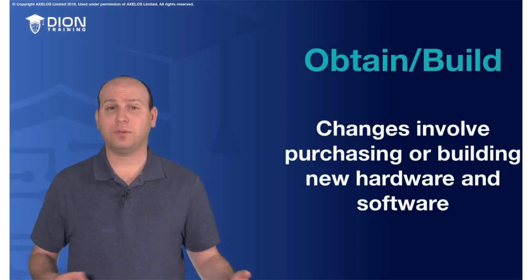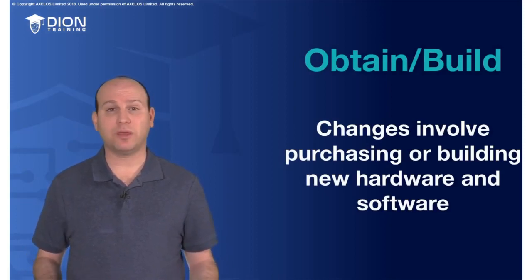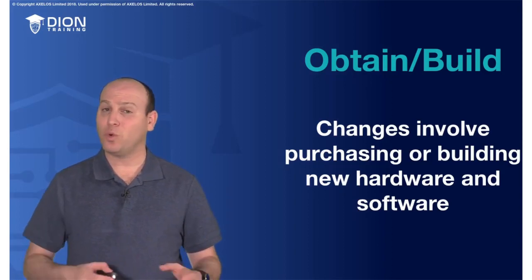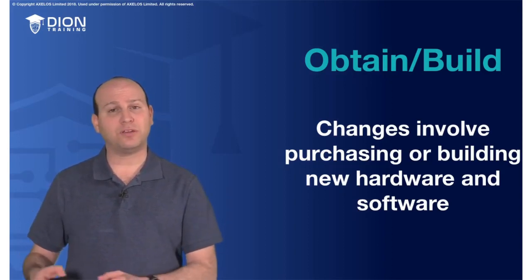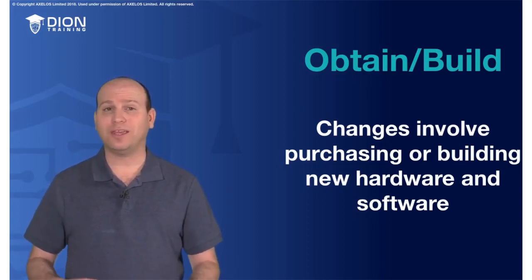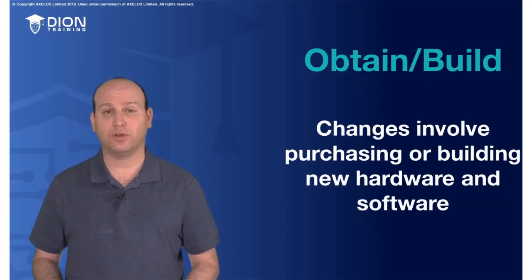Then we're going to obtain and build things, right? Anytime I want to change something, it means I'm probably buying something new, whether it's software or it's hardware, or I'm building some kind of custom software in-house. All of that goes on in the obtain build. Once it's ready, it's going to be an input into this change control practice so that we can get it approved and then transitioned onto the real servers.